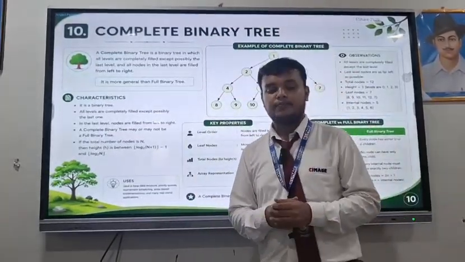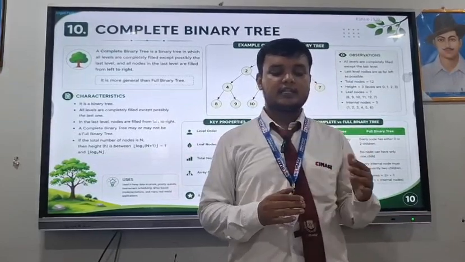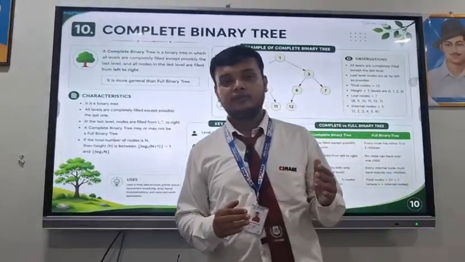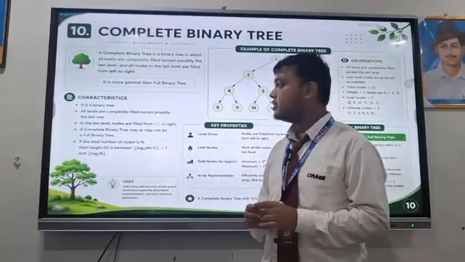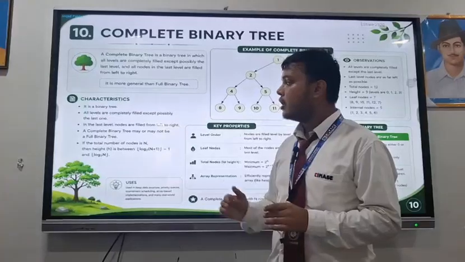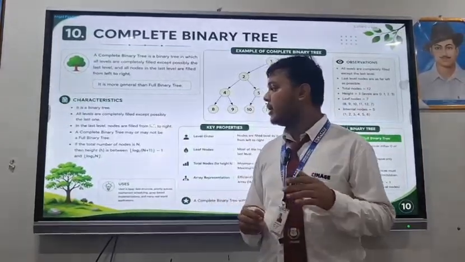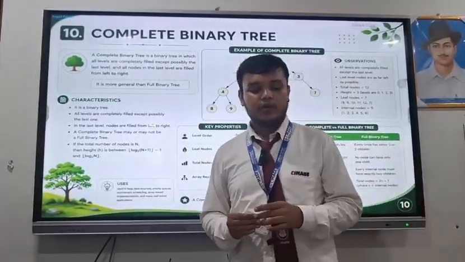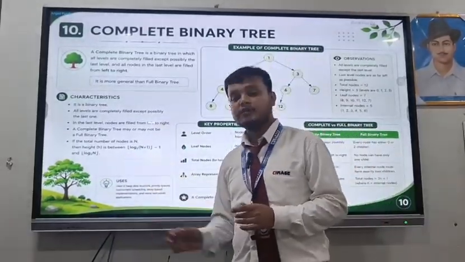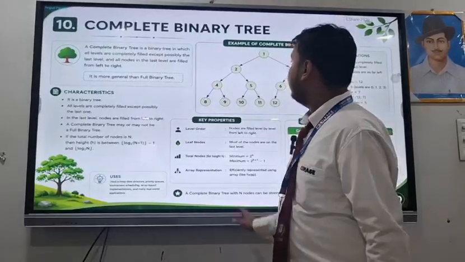Next one is the complete binary tree. A complete binary tree is a binary tree in which all levels are completely filled except possibly the last level, and all the nodes in the last level are filled from left to right. The characteristics: all levels are completely filled except possibly the last one. In the last level, nodes are filled from left to right. A complete binary tree may or may not be a full binary tree. If the total number of nodes is n, the height is between log2(n+1) minus 1 and log2 n. Here is an example of a complete binary tree.